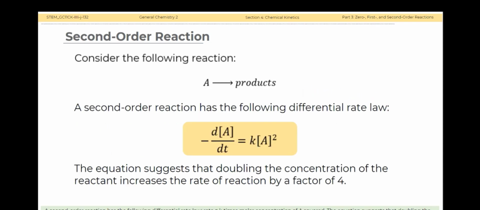A second-order reaction has the following differential rate law. Rate equals k times the molar concentration of A squared. The equation suggests that doubling the concentration of the reactant increases the rate of reaction by a factor of 4.